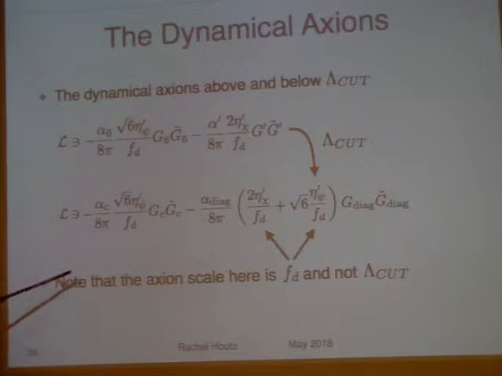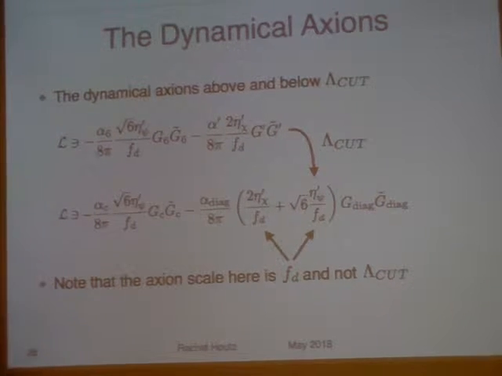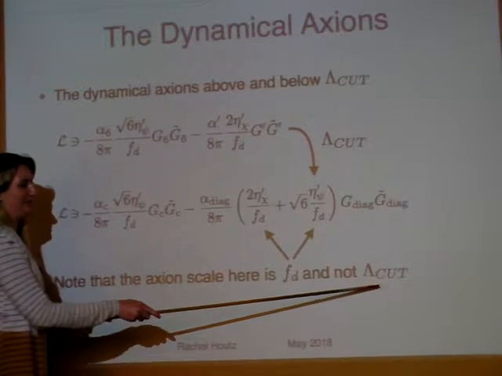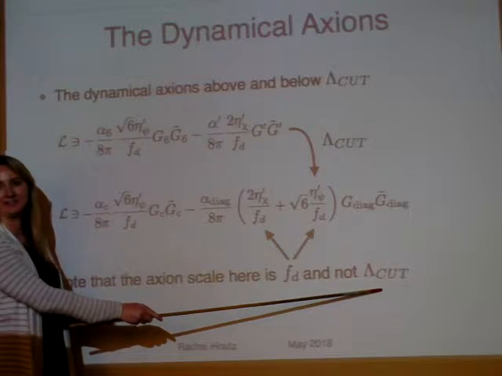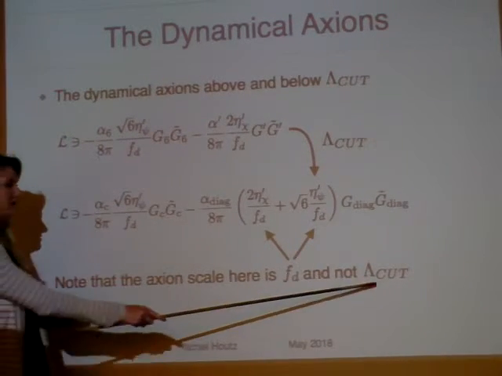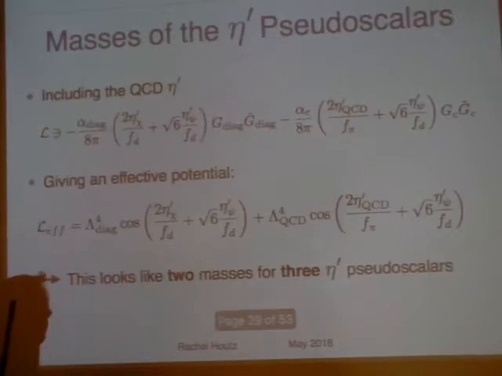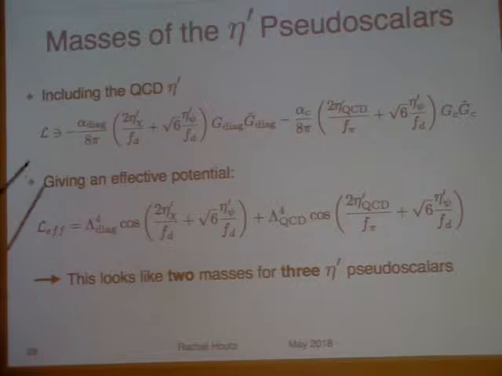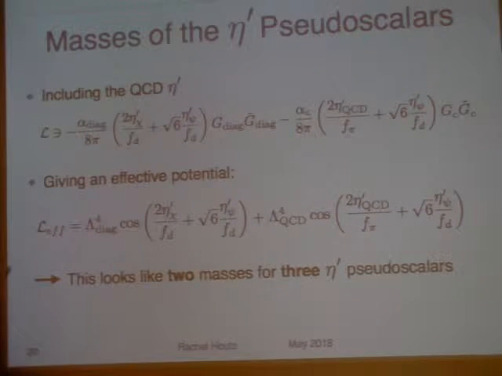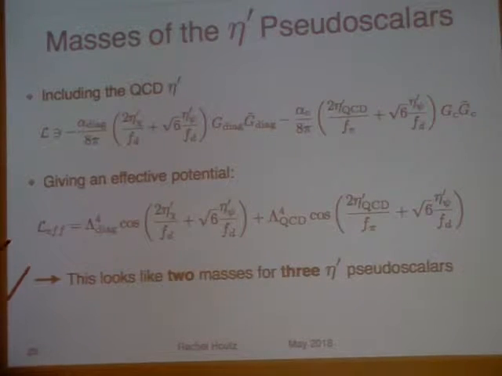And so note that the axion scale here is F_D and not Λ_cut, which is kind of nice, right? Because a lot of our undesirable physics is suppressed by Λ_cut, but our dynamical axion scale is F_D, and these are naturally very, very separated by the RG running. And then if you include the QCD eta prime, you can write down all the pseudoscalars that couple to GG dual, and you can get an effective potential for all of them, right?